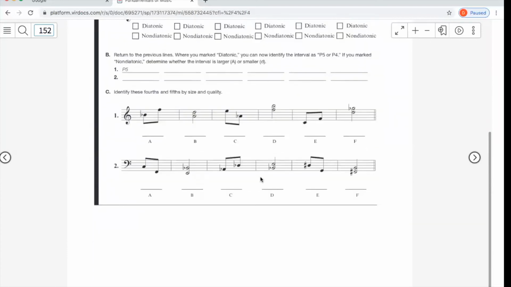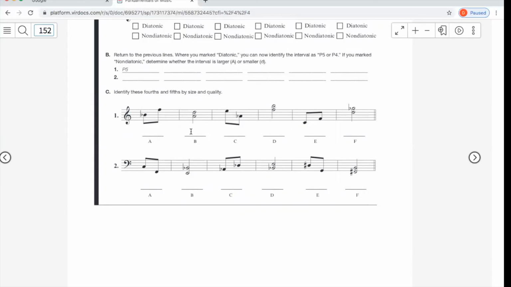Now here's the same questions, but they give you notation. Sometimes they're melodic, sometimes they're harmonic, doesn't matter. They want to know, are they a fourth or are they a fifth, and perfect or something else. And if it is something else, what is it? B flat to F is a perfect fifth. A to D is a perfect fourth. A flat to E is bigger than a perfect fifth. That's an augmented fifth. Or you would put A5 for that one.